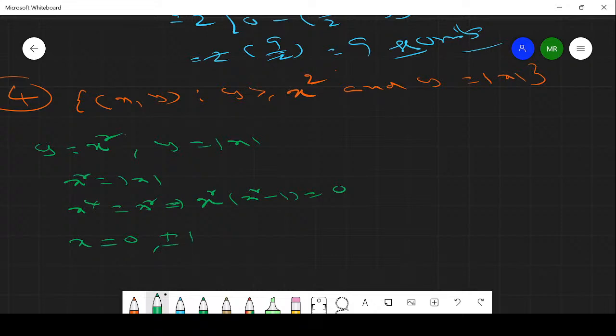Similarly, if we solve y, x equal to 1 gives y equal to 1, 0 gives 0, minus 1 gives 1. Check the values, what are the points of intersection it comes: 0 comma 0, and when x equal to 1, y also 1, so 1 comma 1, and another one, minus 1 comma 1. So these are the points of intersection of these two curves. Now we sketch the graph of this.